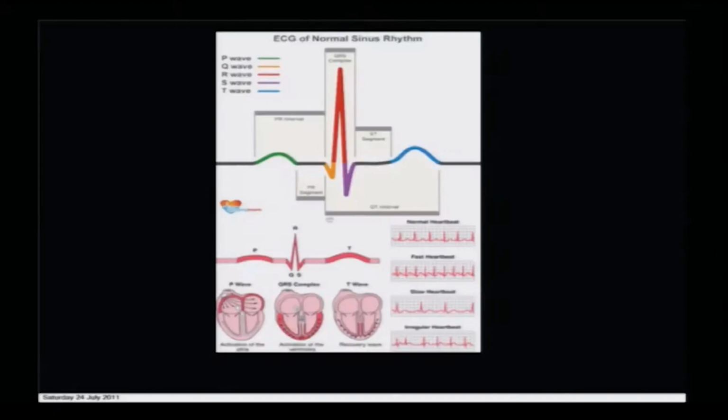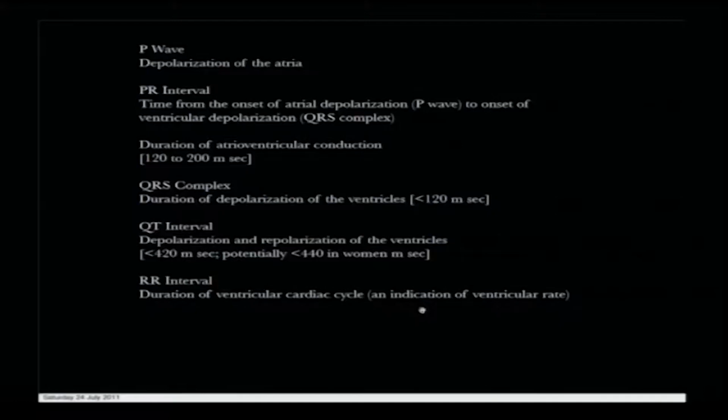And then the PR interval. So, this is your PR interval. It is the duration of the ventricular cardiac cycle, an indication of the ventricular rate. So, this is what these individual waves stand for.